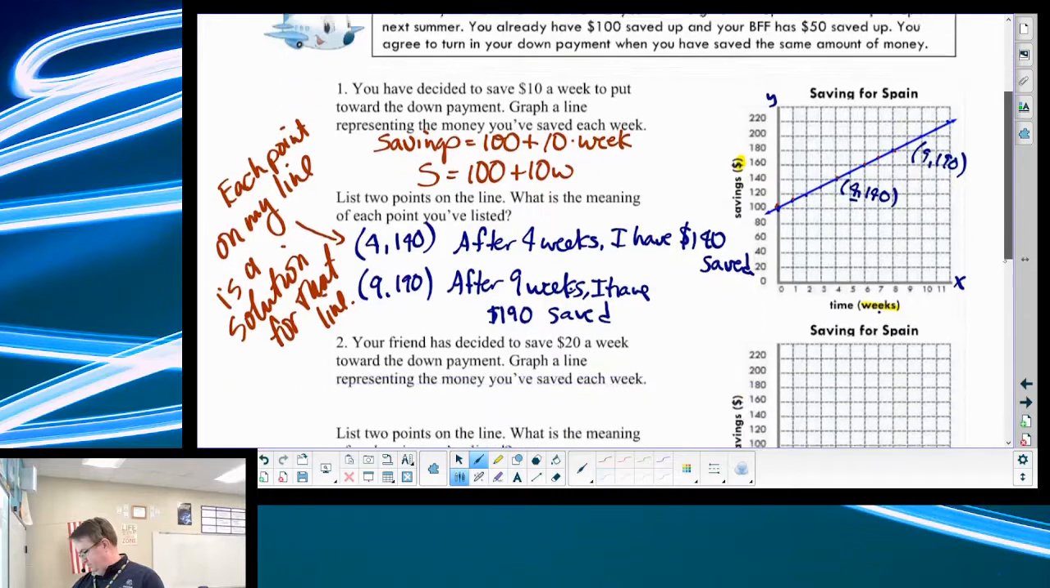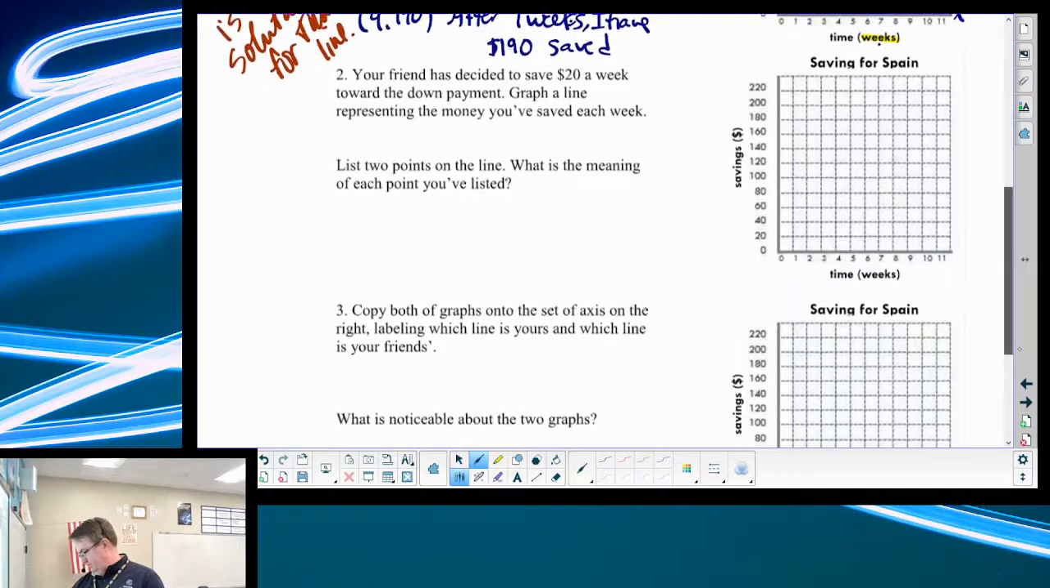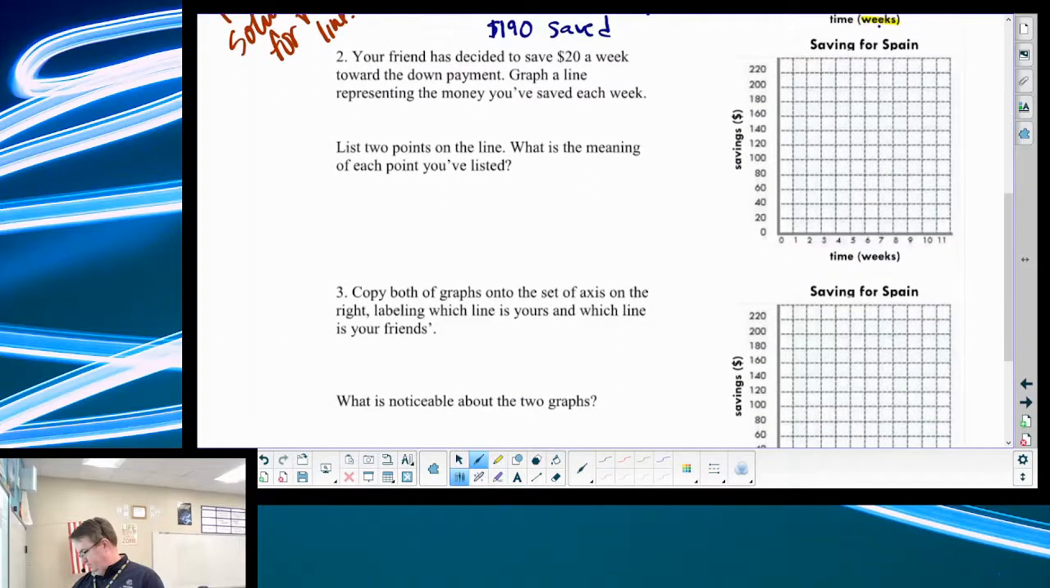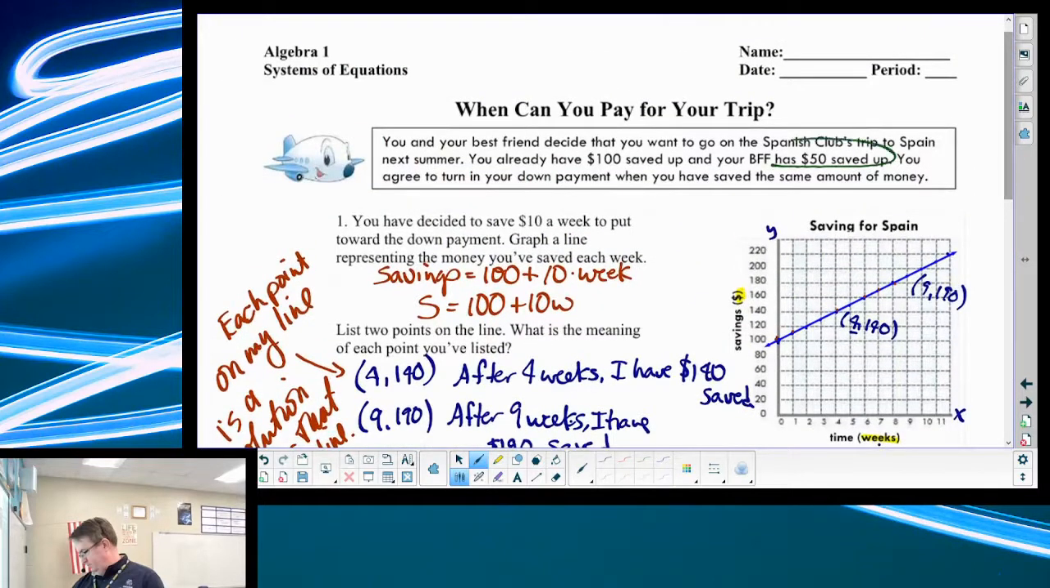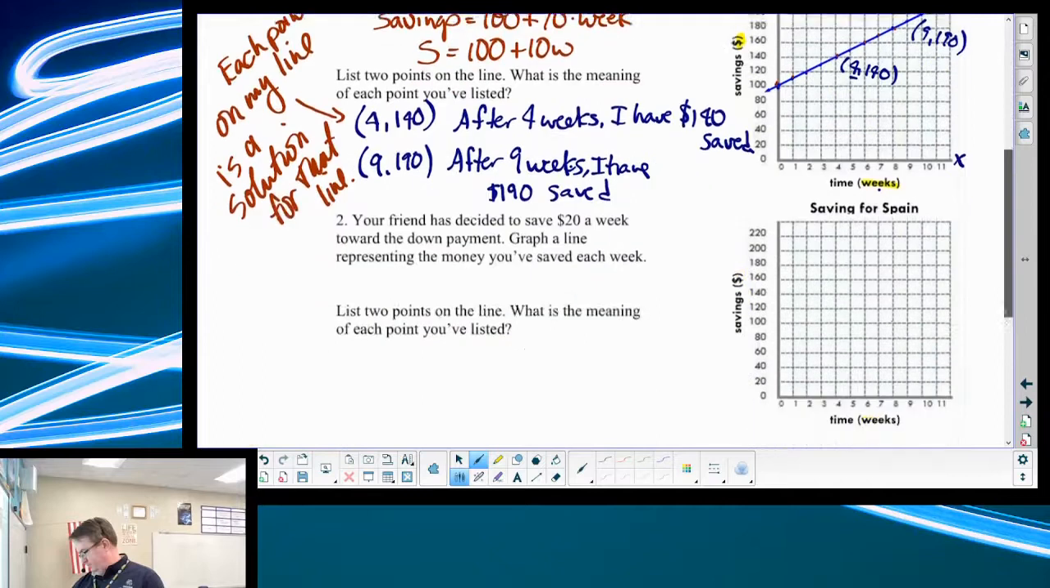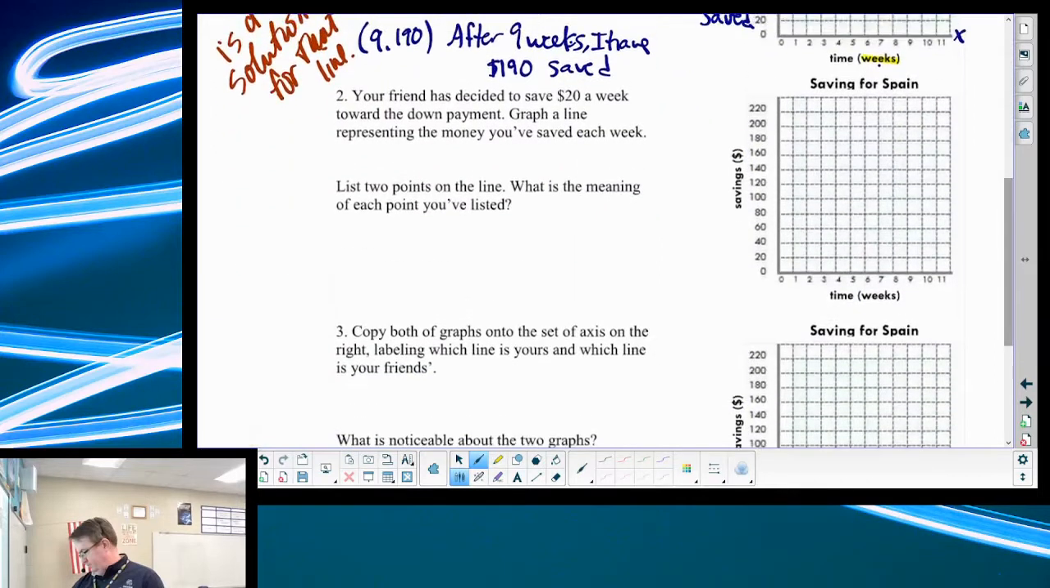So if you come down here, here's your BFF. They decided to save $20 a week. Now, if you go back up towards the top, you will see your friend has $50 saved up. So that's going to be where we're starting. So you're going to go ahead and pause it and graph and plot those points out. And I'll see you in a minute.